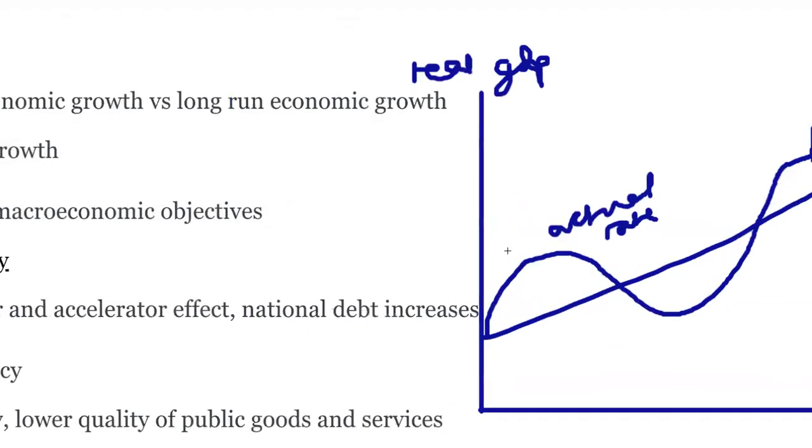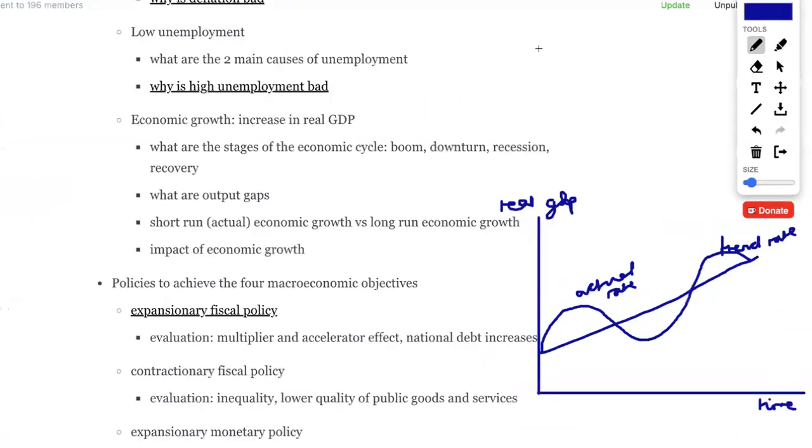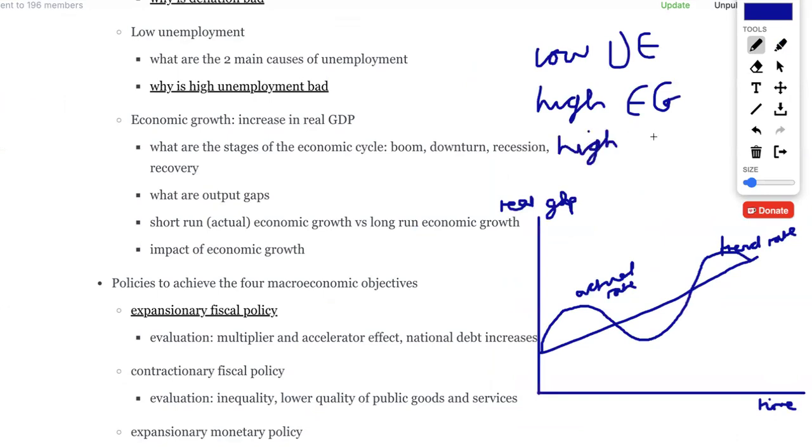When we're in a boom, like over here, a boom is always going to have very, very low unemployment. Everyone's going to have a job. It's going to have very high economic growth, of course. Balance of payments can go either way, but we're going to talk about that more next year. And then the only downside is that there's going to be high inflation, especially demand pull inflation.